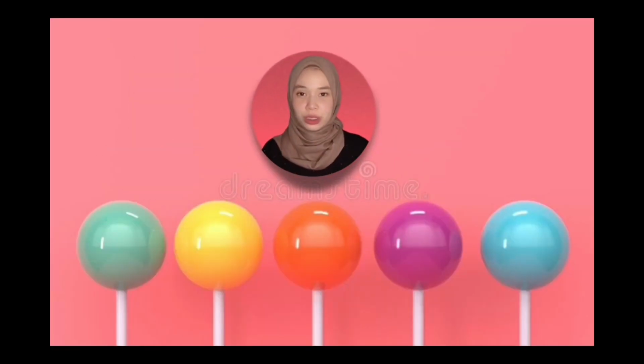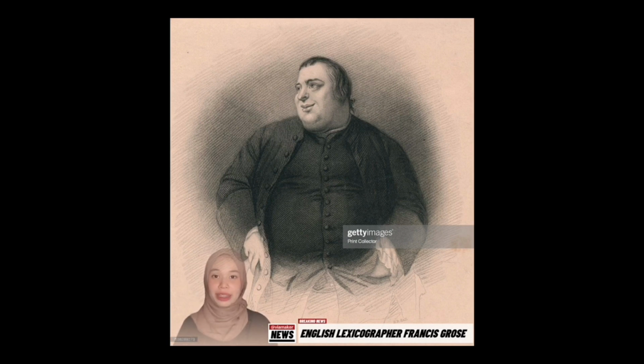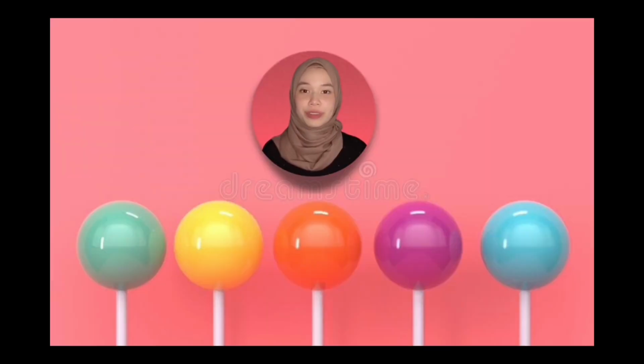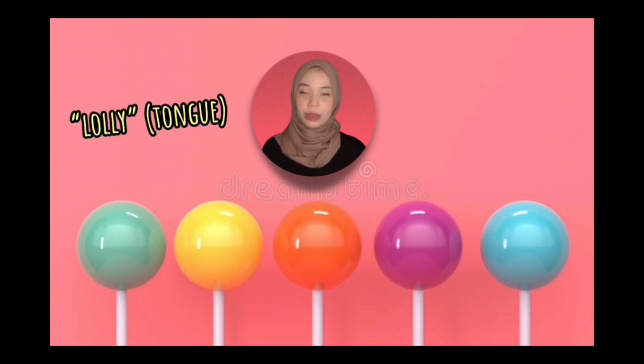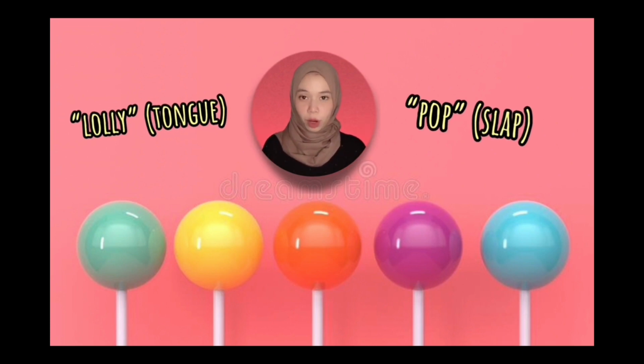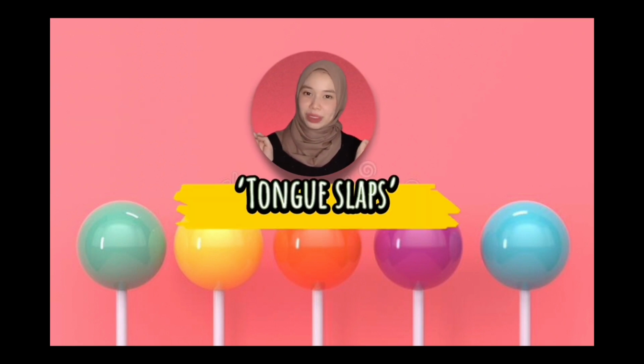Do you know, in 1796, English lexicographer Francis Grose first recorded the phrase lollipop. The term may have come from the words lolly, tongue, and pop, slap, implying that lollipops are essentially tongue slaps.